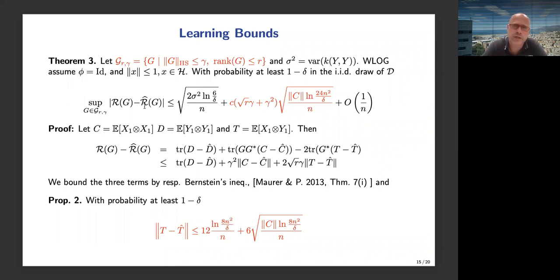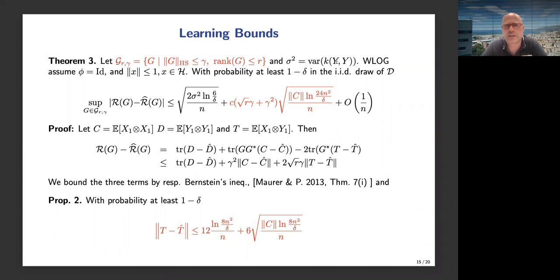And so here you see, this first result is presented for IID data. So our input-output pairs, XI, YI, are sampled IID as opposed to along the process. But we can also transform this result into a bound when the data is sampled along the trajectory. And here you can see in the bound the role played by the sample size, the rank, and the norm of the estimators.